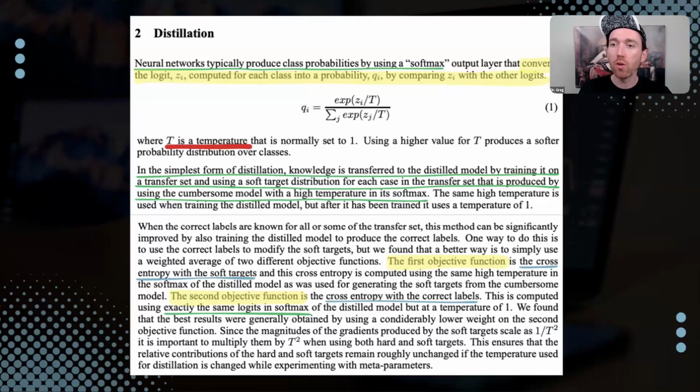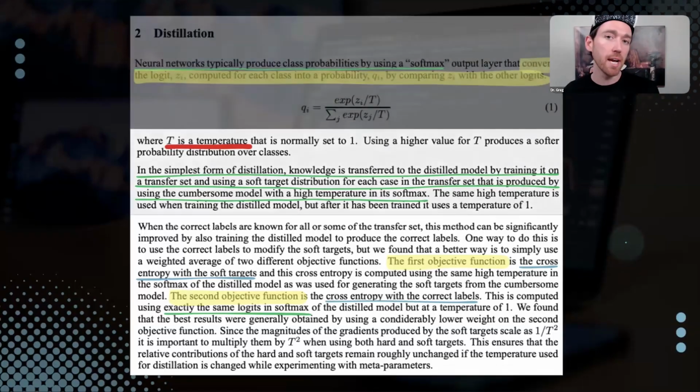So here we can see words that we're comfortable with now, that are firmly in our wheelhouse. The first objective function, the first thing we want to optimize, this idea of what number are we looking at so we can actually get better, is the cross entropy with the soft targets. The second objective function is the cross entropy with the correct labels. Okay, so we can kind of intuit what's going on here in this paper originally about distillation.